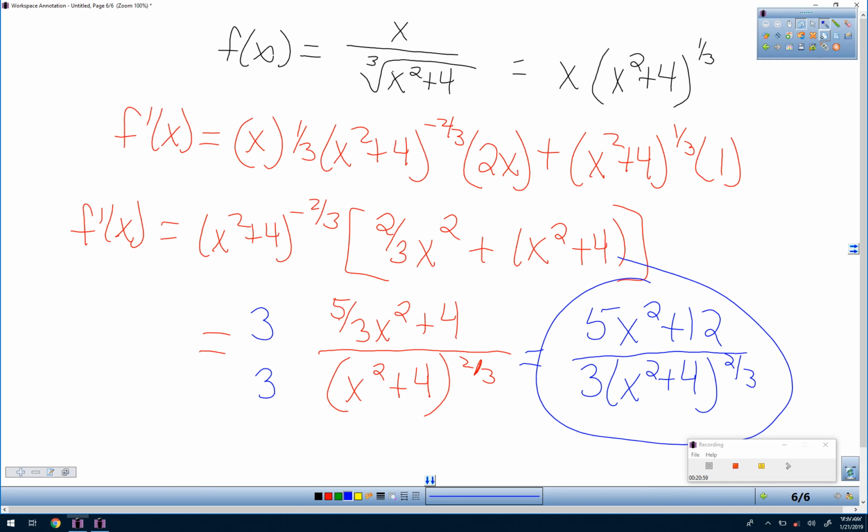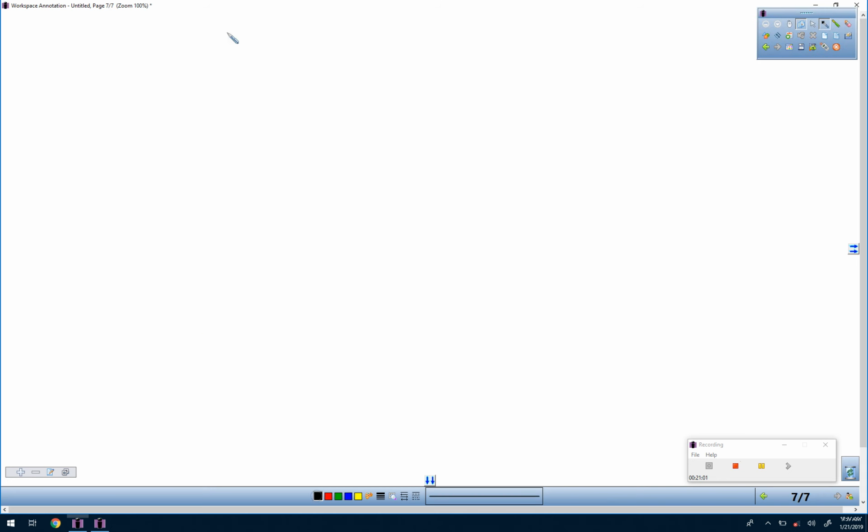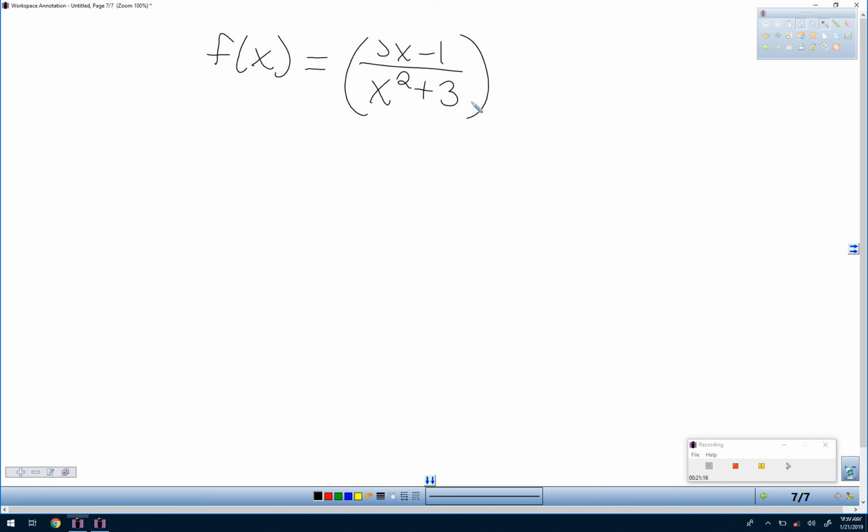All right, last one we're going to look at for today. A lot of notes, right? So let's say I have the function f of x equals 3x minus 1 over x squared plus 3, and it's that quantity squared. I know I have been trying not to use the quotient rule, but unfortunately I don't have a choice now.